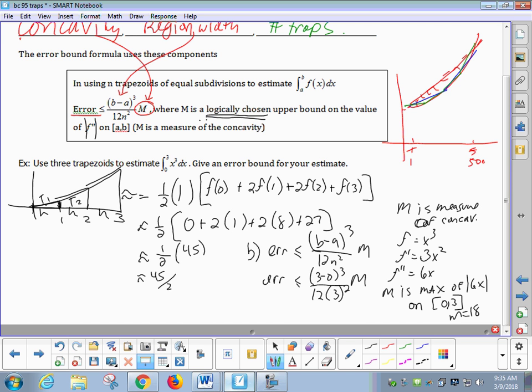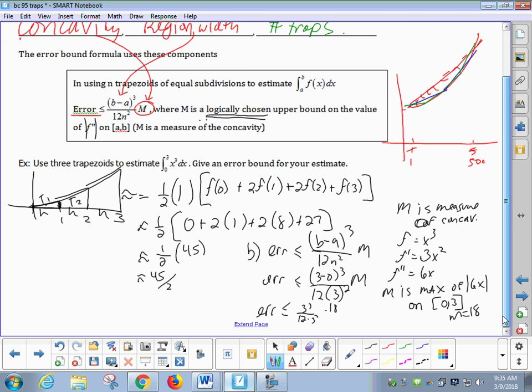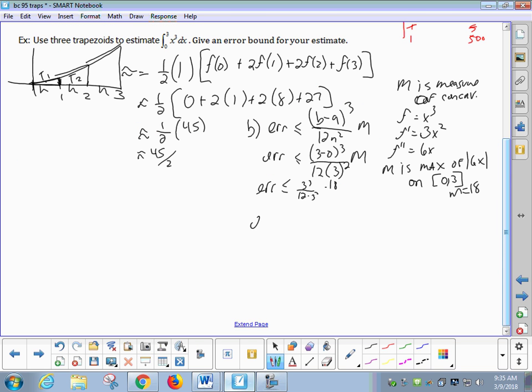So, with that, I say the error must be less than or equal to 3 cubed over 12 times 3 squared times 18. I could clean that up and say error is less than or equal to 3 over 12 times 18, or 9 halves. The most that my estimate could be off by is 4.5. I know it can't be off by more than that.